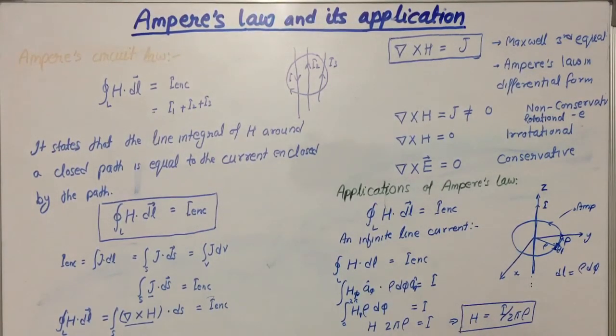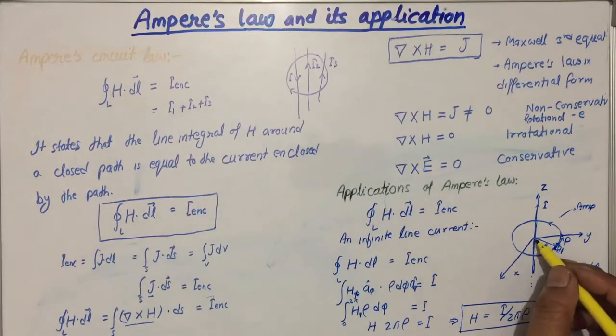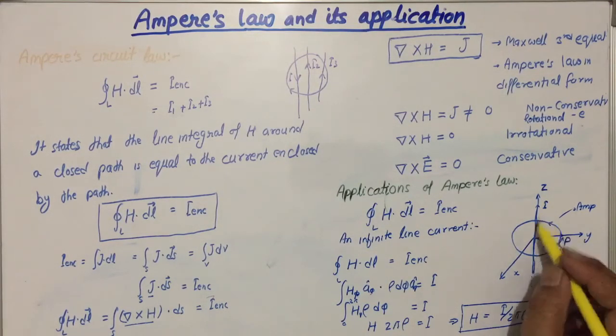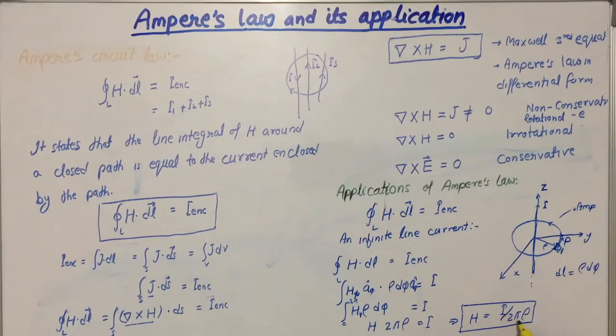That we have derived with the help of Biot-Savart law. For any infinite length line current, the magnetic field intensity at any observer point P at radius rho from the line conductor was I divided by 2 pi rho, that we have derived here. And the direction of H is in the direction of the curling of the finger, that is in the direction of a phi.